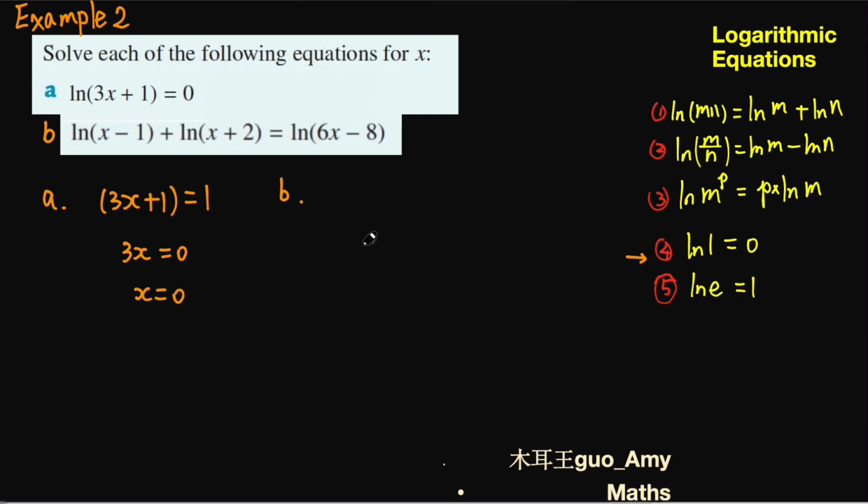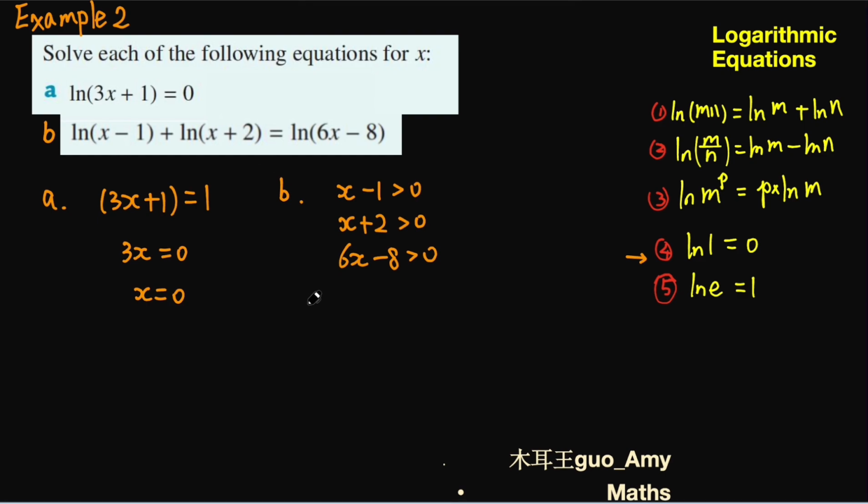Now let's look at part B, which is a little bit more complicated. For these logarithmic forms, we have to remember the restriction for the argument. So for the first one, the argument is x minus 1, and it should be positive. The same for the second, x plus 2 should be positive as well. 6x minus 8 should also be positive. We are not going to solve these inequalities directly. We just use them to check our final answers.